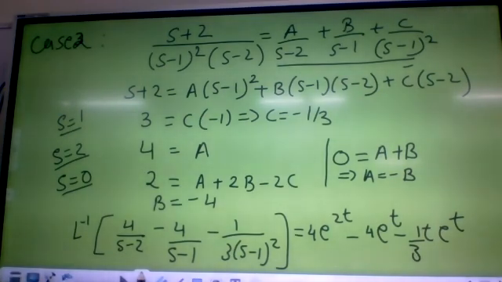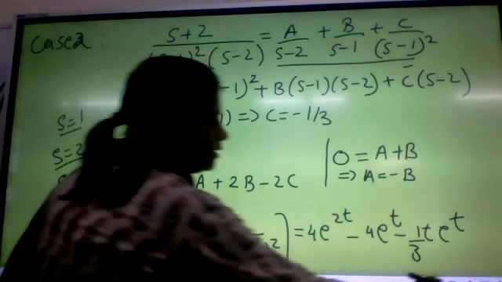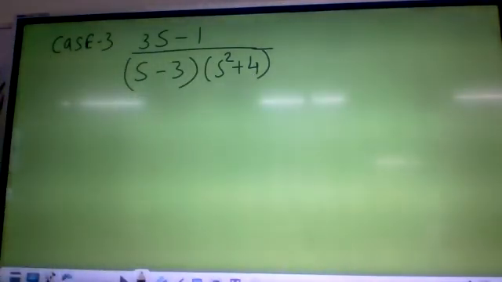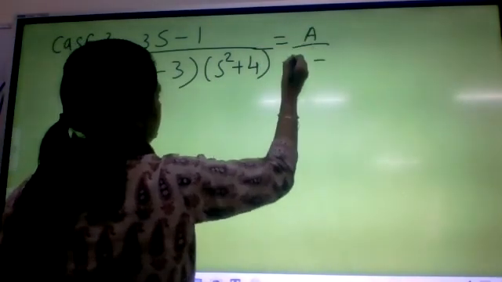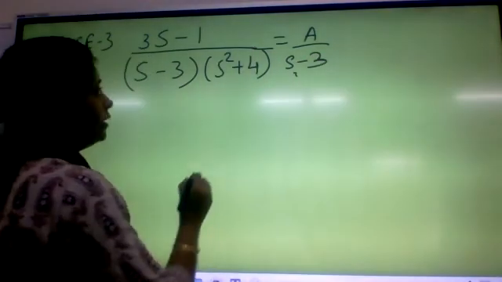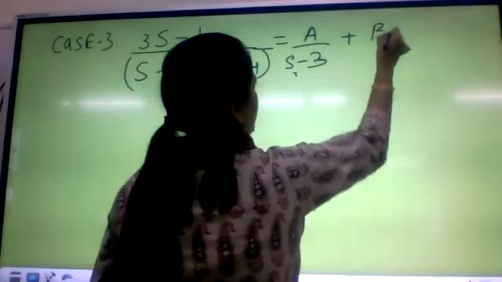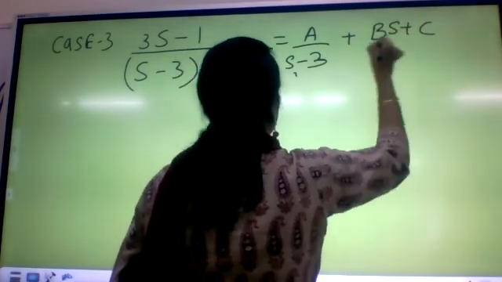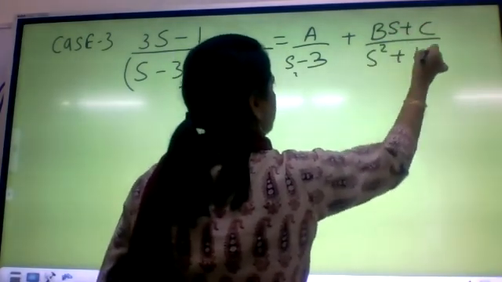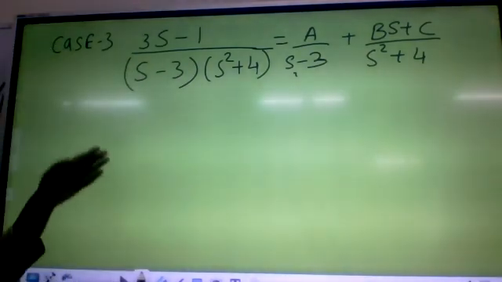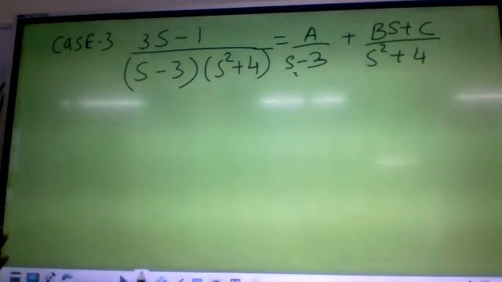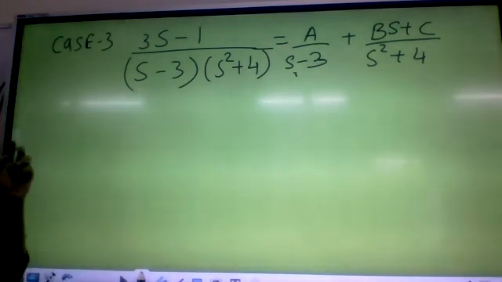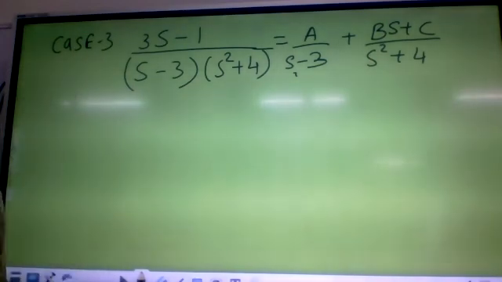Now let us go to non-linear factor, that is our case 3. Right? Now I am on case 3. So case 3, how I will do? See this thing, first you write the linear factor. Okay? Then for the non-linear factor you write bs plus c upon s square plus 4. If the non-linear factor is repeated, you have to write bs plus e upon s square plus 4 square. Right? So for quadratic or non-linear, we have to write the bs plus c expression.